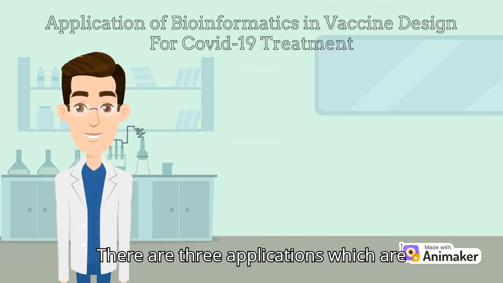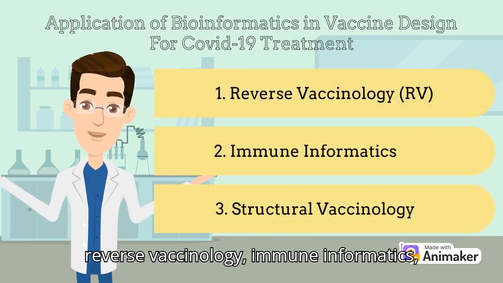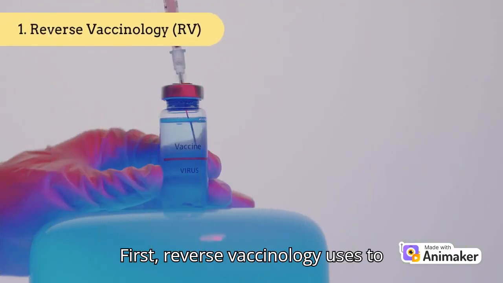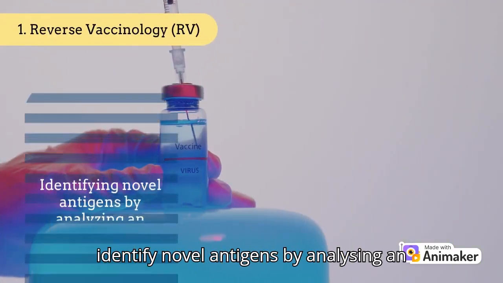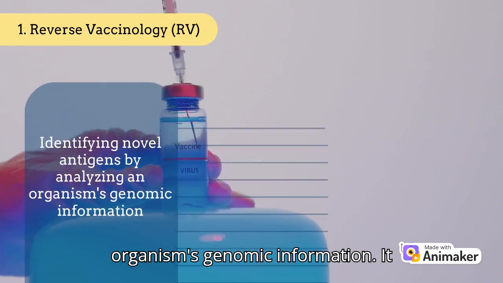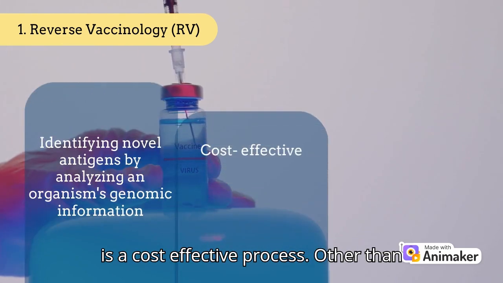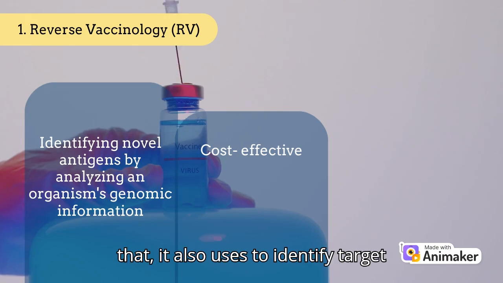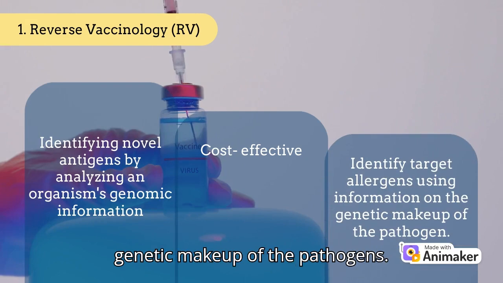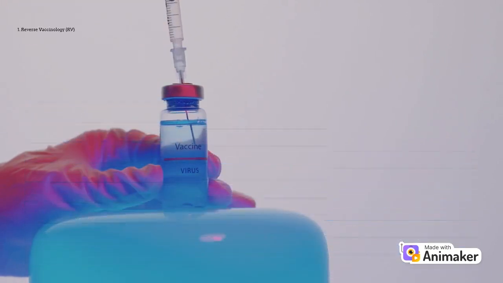There are three applications, which are reverse vaccinology, immune informatics, and structural vaccinology. First, reverse vaccinology is used to identify novel antigens by analyzing an organism's genomic information. It is a cost-effective process. Other than that, it is also used to identify target allergens using information on the genetic makeup of the pathogens.